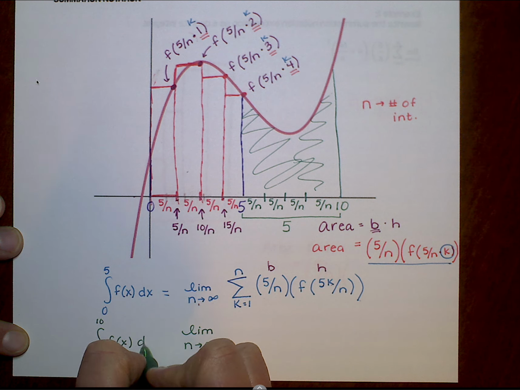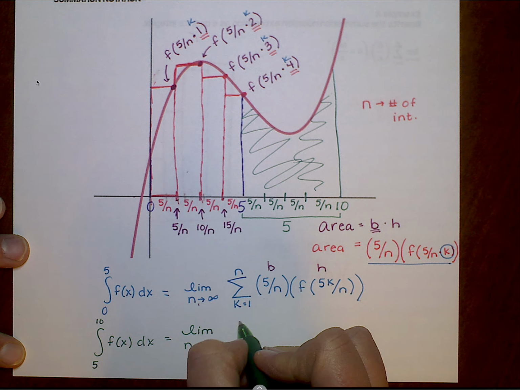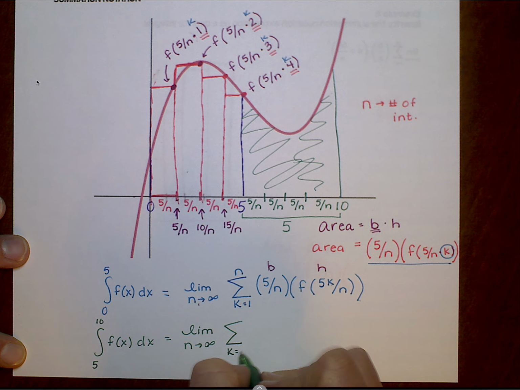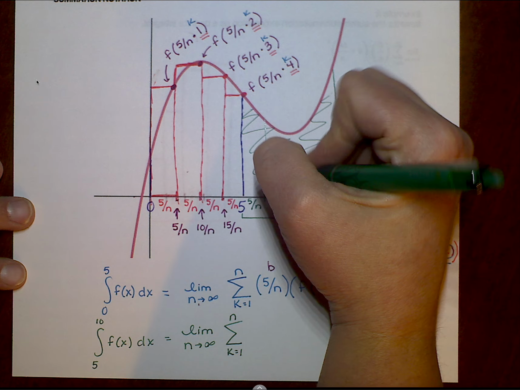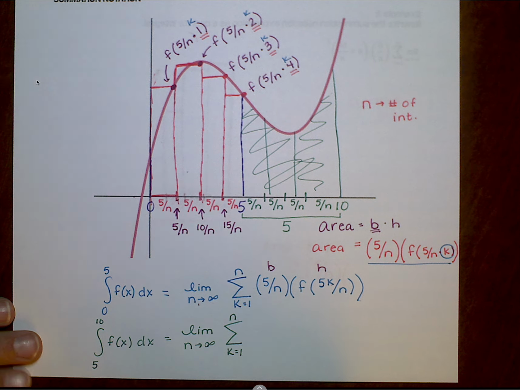F of x dx. I'm taking a limit as n goes to infinity. I'm still making my k value run from 1 to n, because again, that's talking about the rectangles. I'm drawing rectangles in here. Okay, I guess I should have tried to hit my marks, but that's okay.